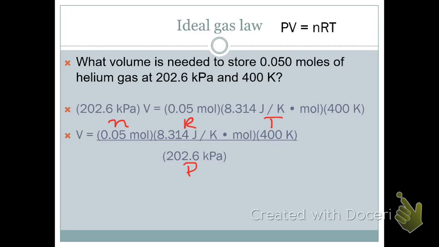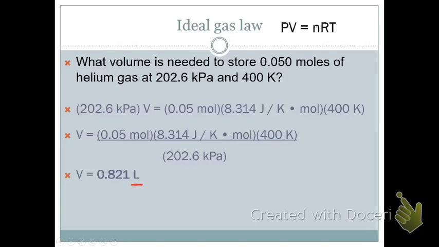So clear your calculator. Open parentheses, 0.05 times 8.314 times 400, because these are all to be multiplied by each other this time, divided by 202.6. Push the equal sign. And you should have gotten 0.821.